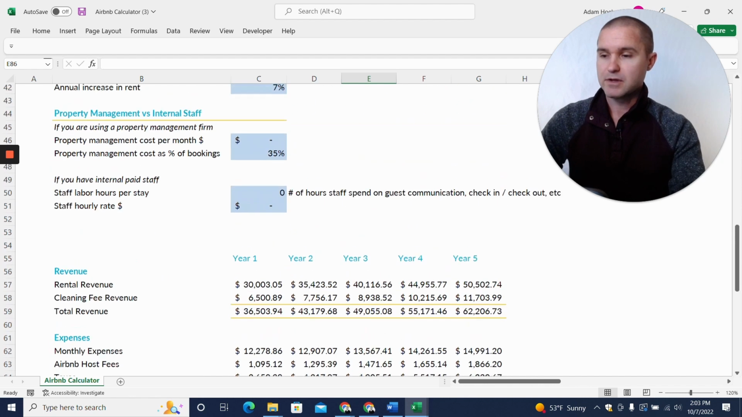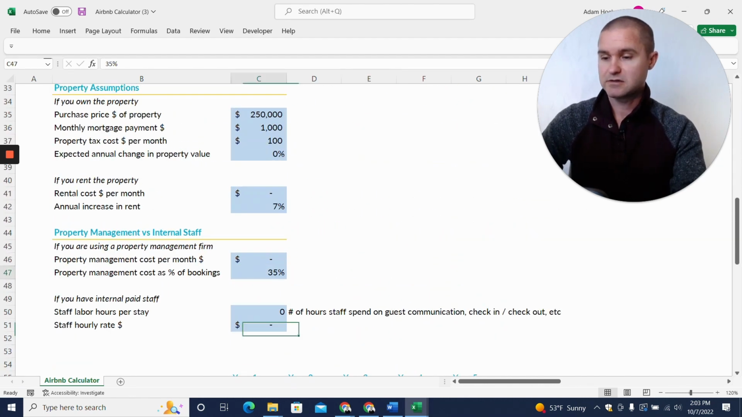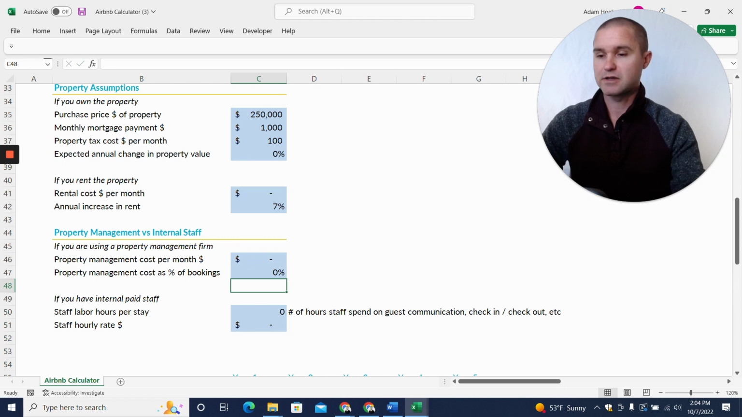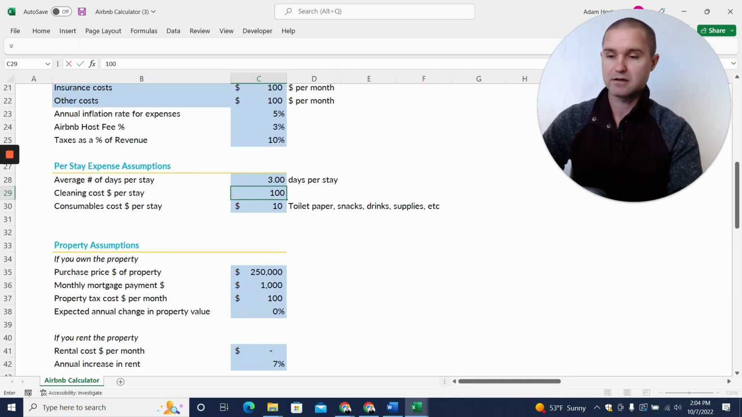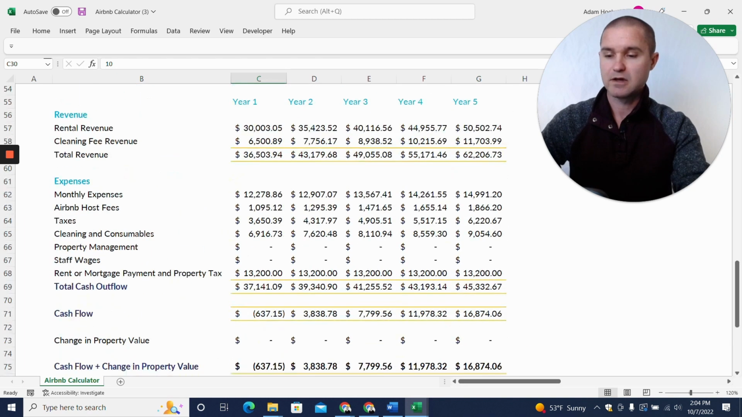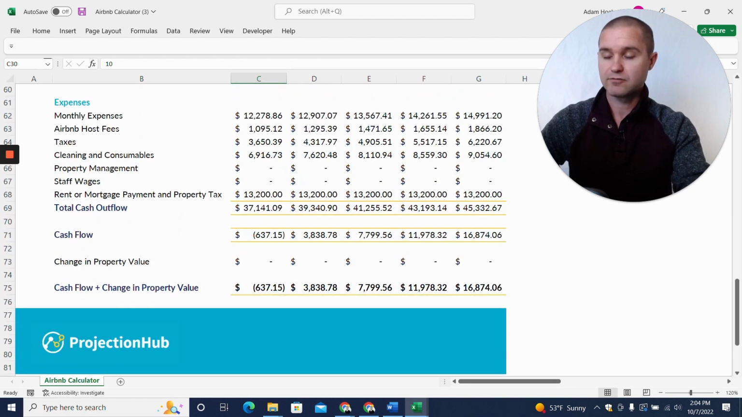Now let's go back up and change this. Let's get rid of the property management, so we'll put 0 here, but we're going to come back and say, well, we're going to have to hire someone to clean. So maybe that costs us $100 per stay to hire someone to clean it. We come back down here. Hey, now we're right around break even with these assumptions.